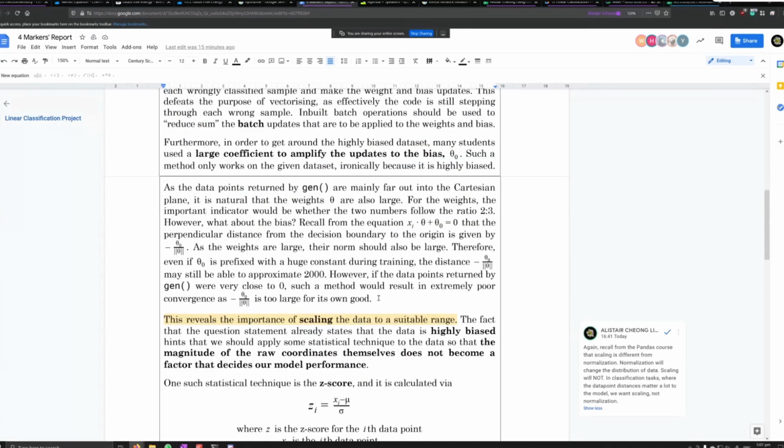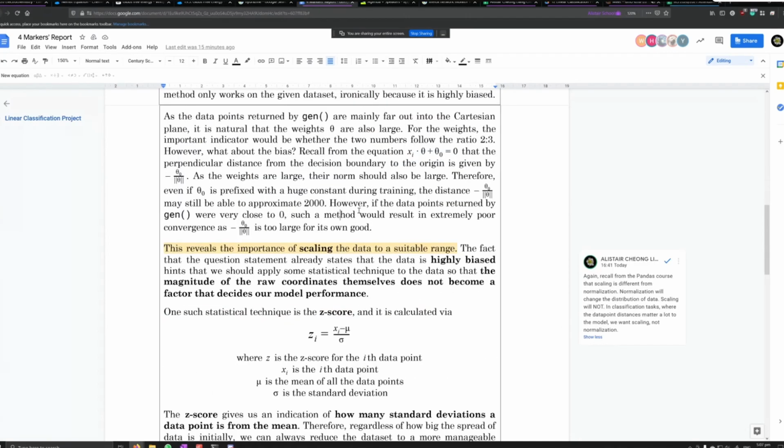Then if you feed in a data set that is pushed close to zero, this thing just dies out, because your theta naught is big, right? But your norm of theta is small. Then you get a problem, it cannot converge.